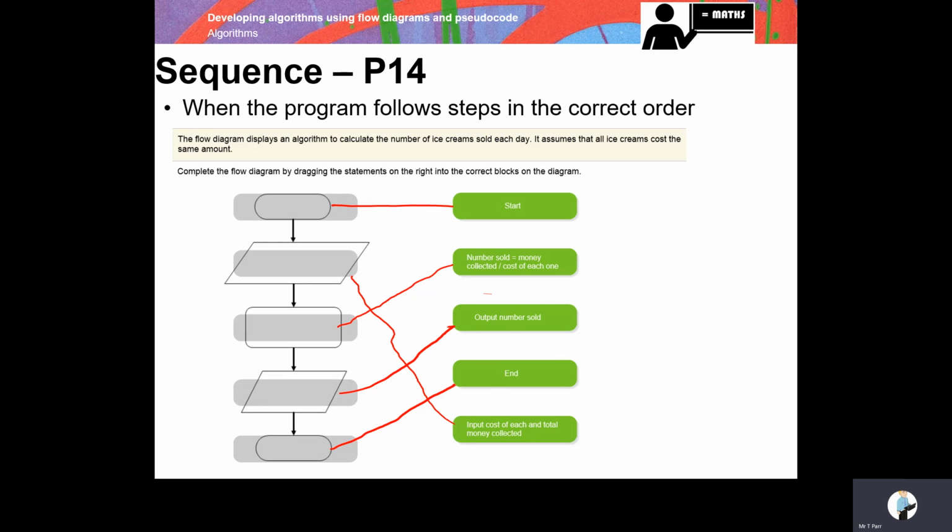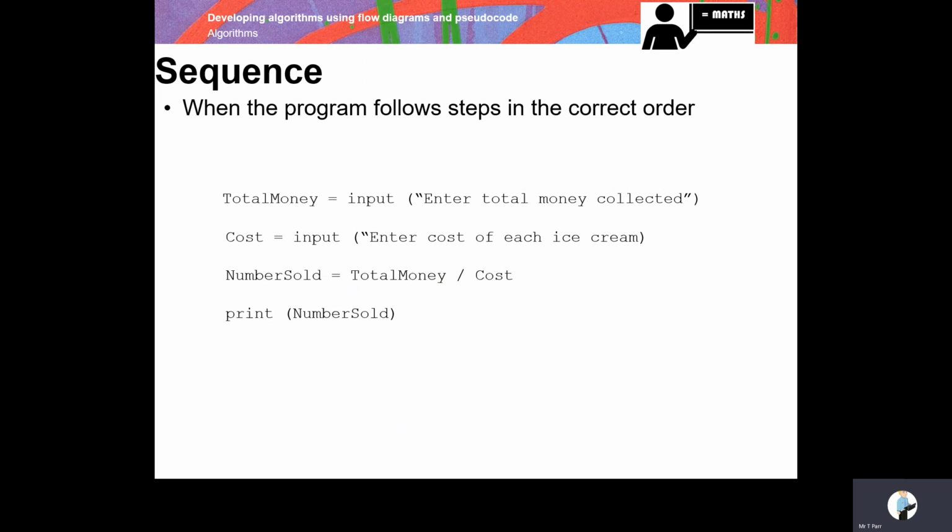Now, if we were to do this using pseudocode, it would look a bit like this. Let me talk this through. What we've got here, total money, is something called a variable. I'm going to highlight it. Where's my highlighter? There we go. So total money is a variable.